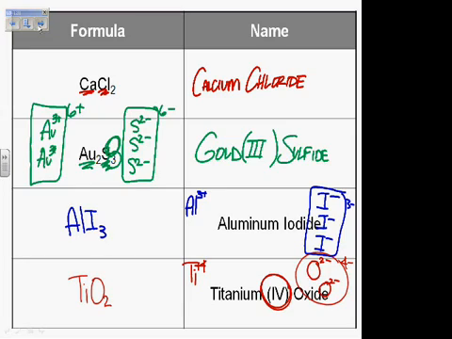And that's a great example of how that Roman numeral does not mean anything about the numbers in the formula. The Roman numeral tells us the charge on the metal. It tells us that the titanium is +4. It does not tell us that we need a 4 anywhere in the formula.